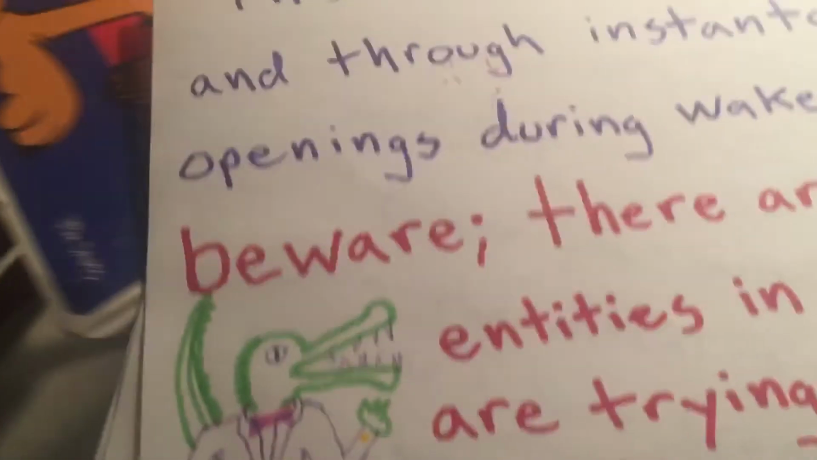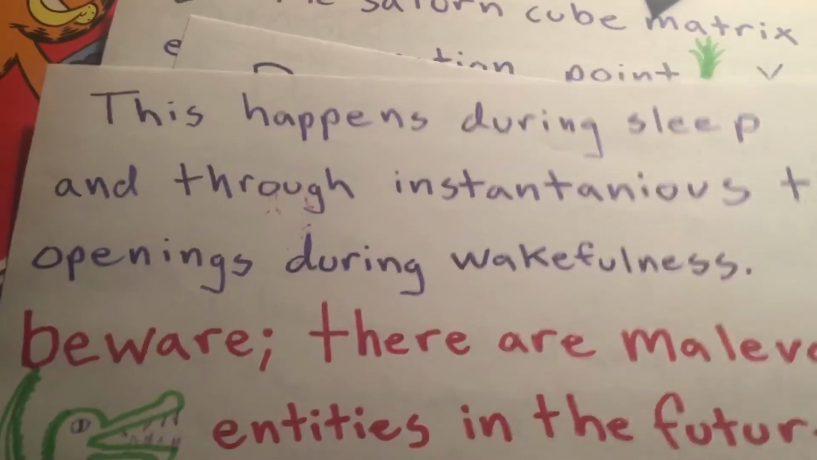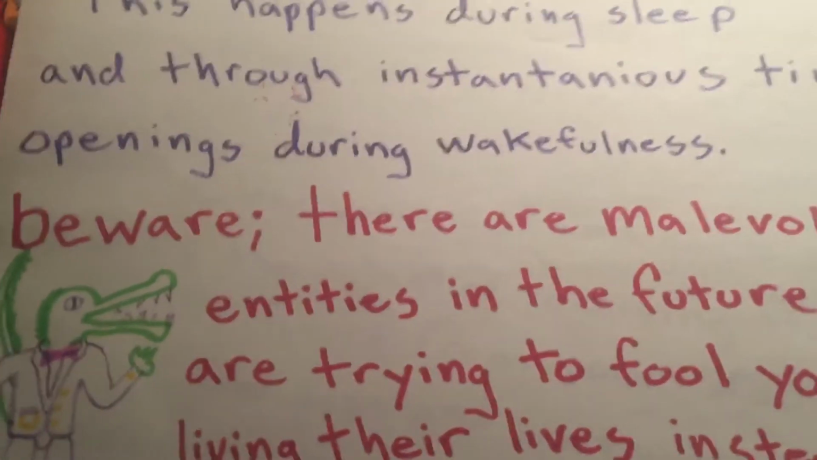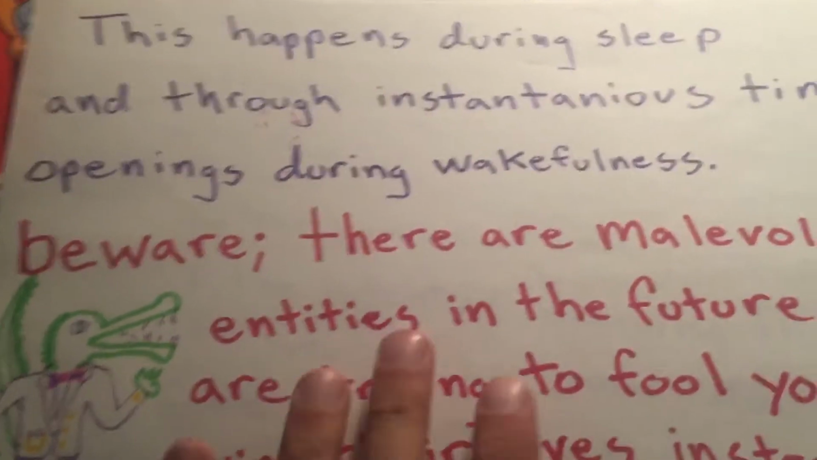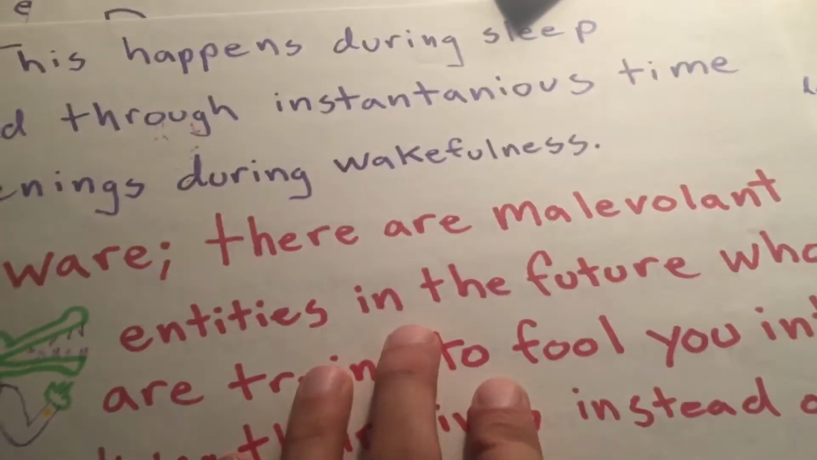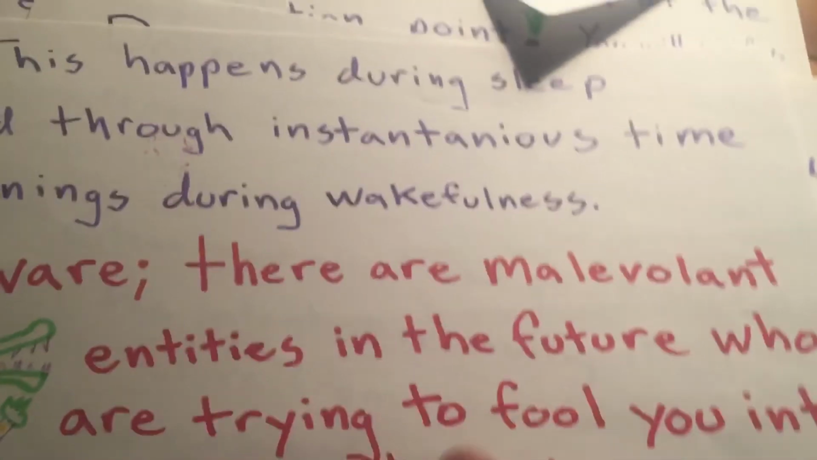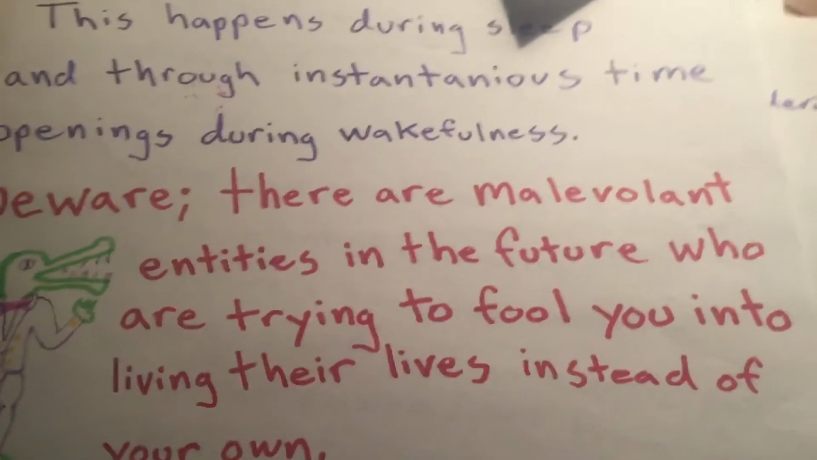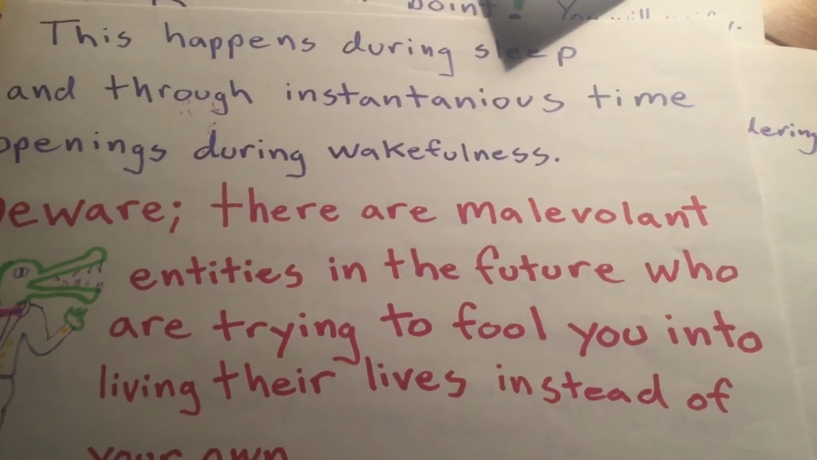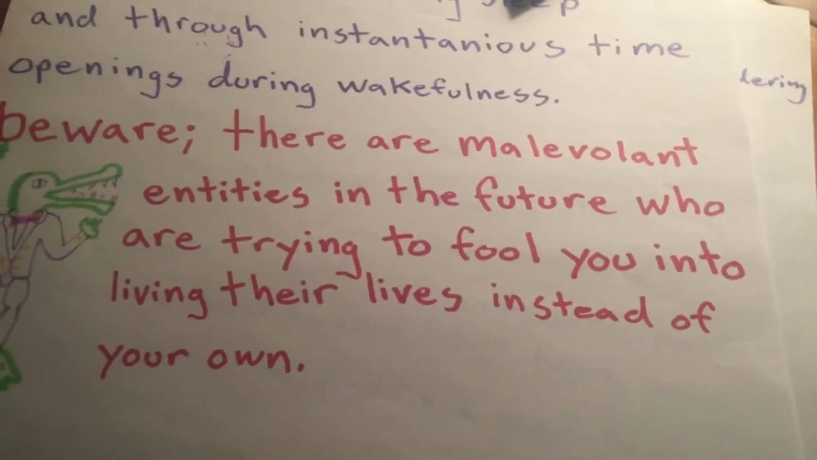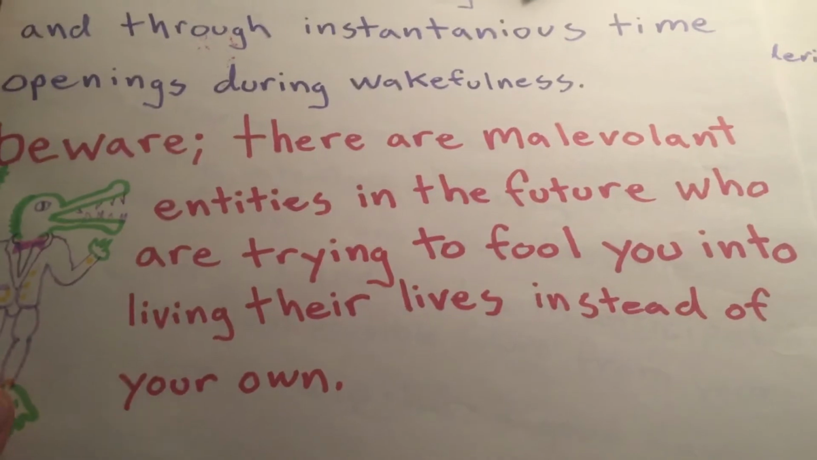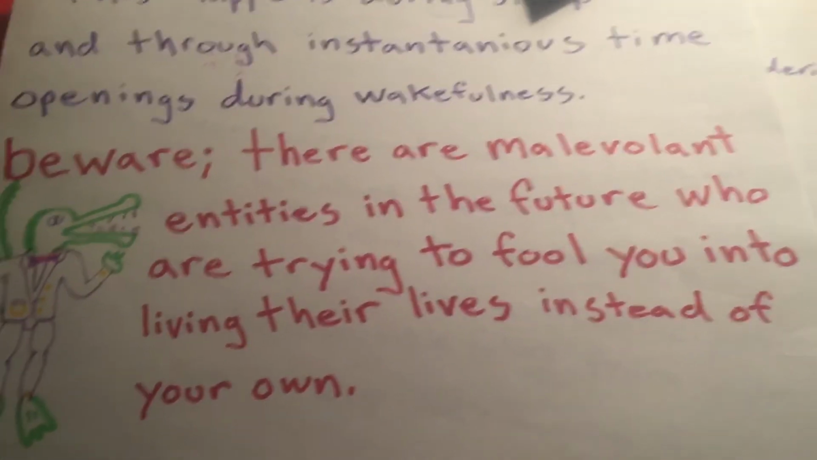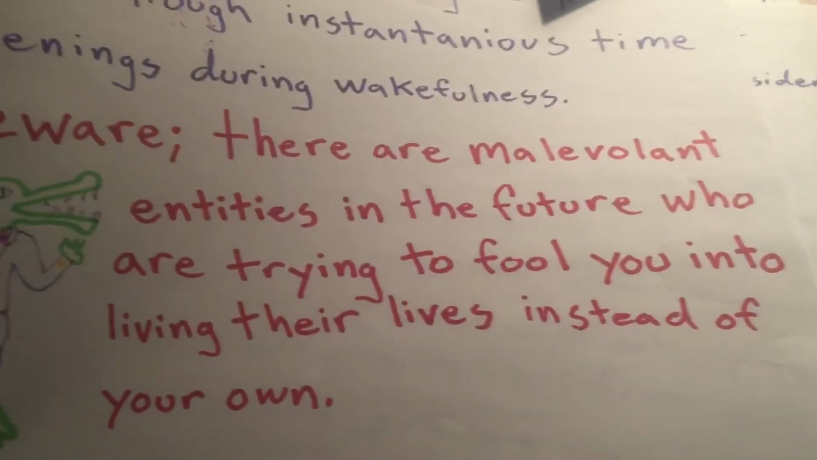And so this usually happens when you're asleep. It can also happen through instantaneous time openings throughout the day, your wakefulness rather. But you have to also be aware, because there's these malevolent entities who are in the future, which is like the fallen angel, people who later became known as the Greek gods, like Apollo and everything. And they're trying to fool you into living their lives instead of your own.